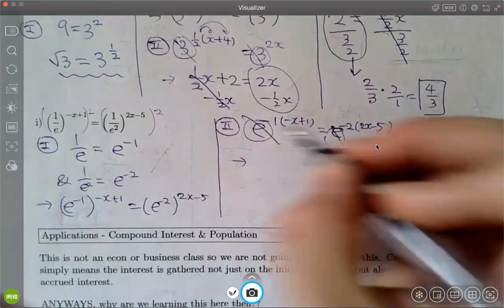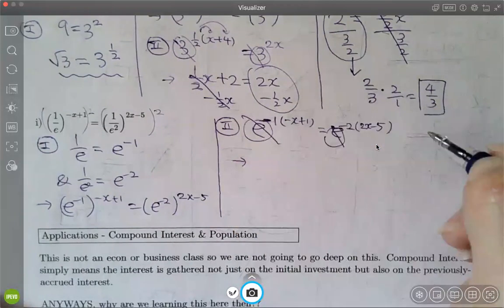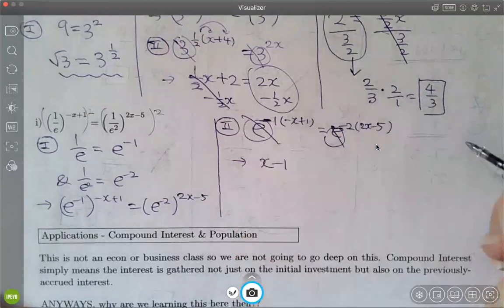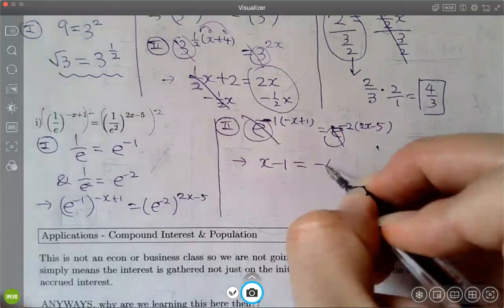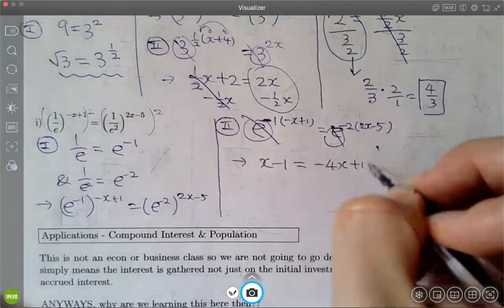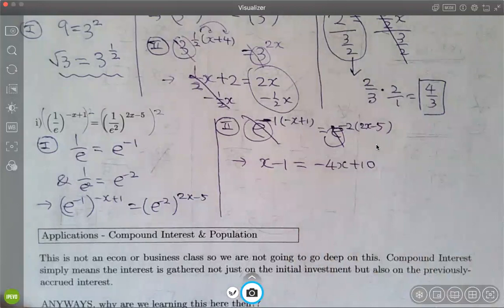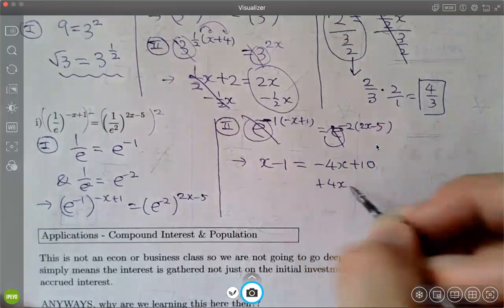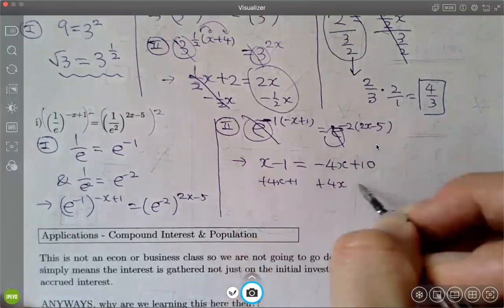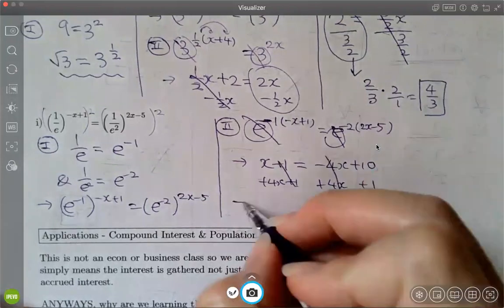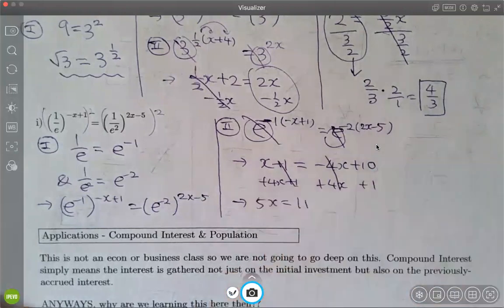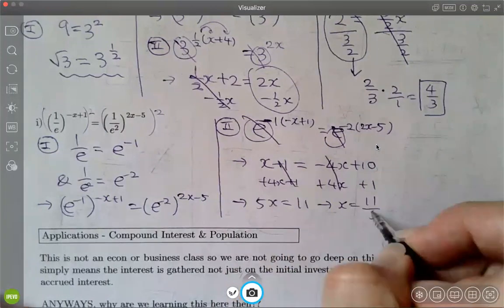Okay, so now we have negative of negative x plus 1. So that means what? x minus 1, right? You can just switch the signs. And then we have what? Negative 4x plus 10, right? Okay, so here what do we do? Maybe add 4x and then add 1. So 5x is equal to 11. So x is equal to 11 over 5, which cannot be reduced, right?